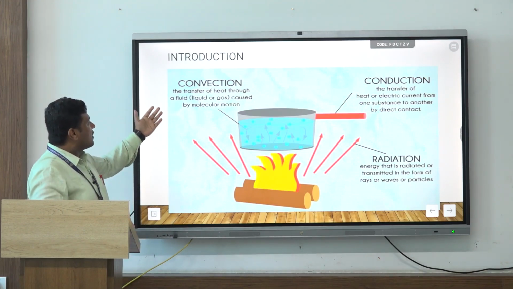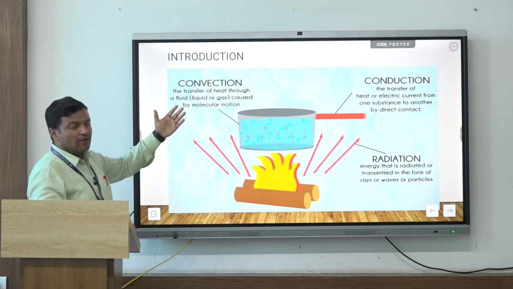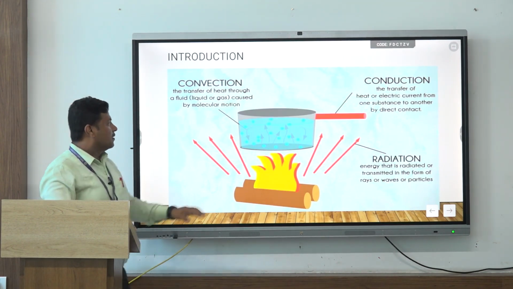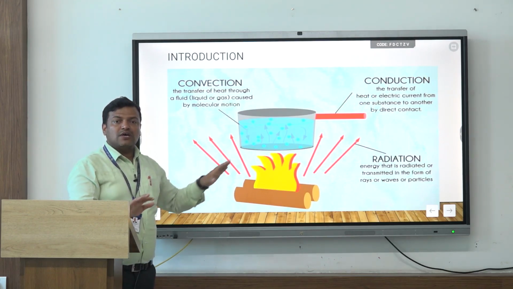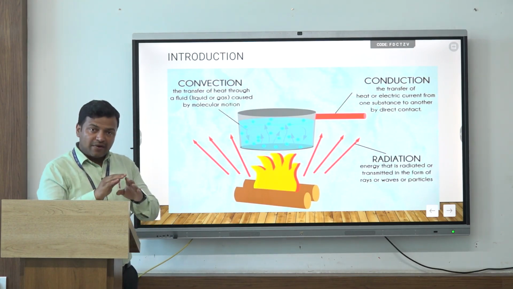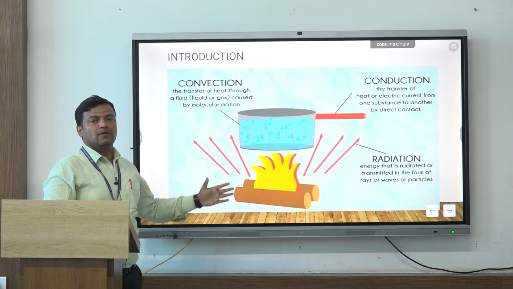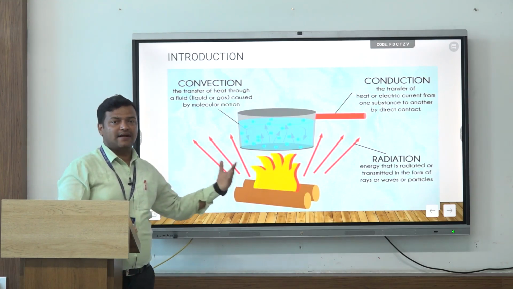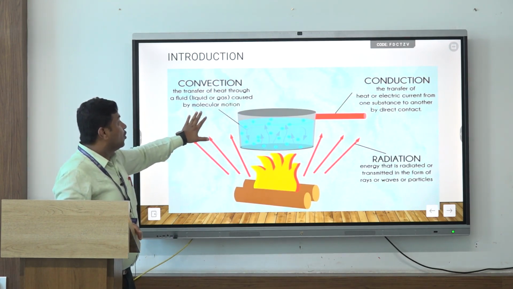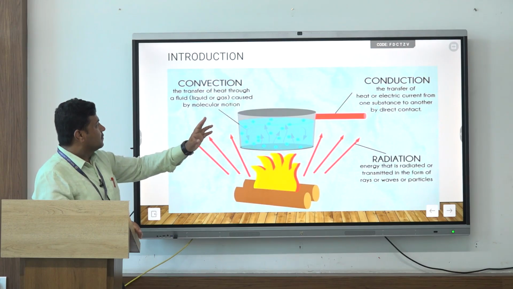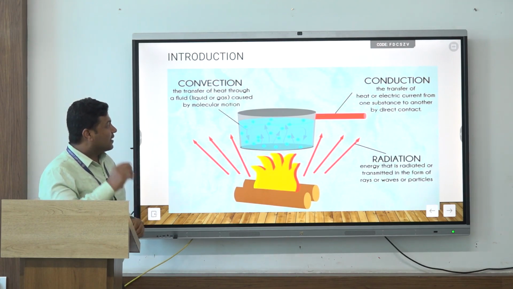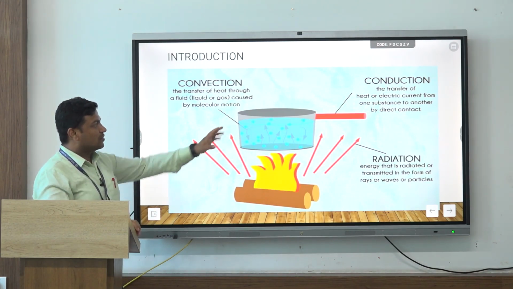First one, conduction: the transfer of heat through a fluid, which may be liquid or gas, caused by molecular motion. The molecules are adjacent to each other. One molecule is heated, it gets the heat, and it transfers heat to the adjacent molecule. Then we can say heat has been conducted. This is the best example of conduction, which includes molecular motion. Next, conduction is the transfer of heat or electric current from one substance to another by direct contact. This is called conduction.